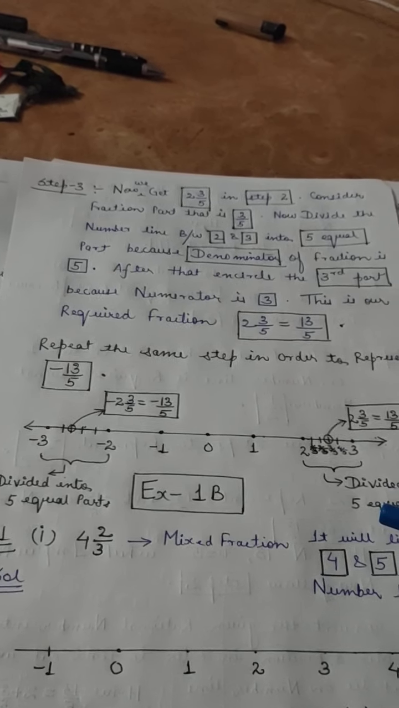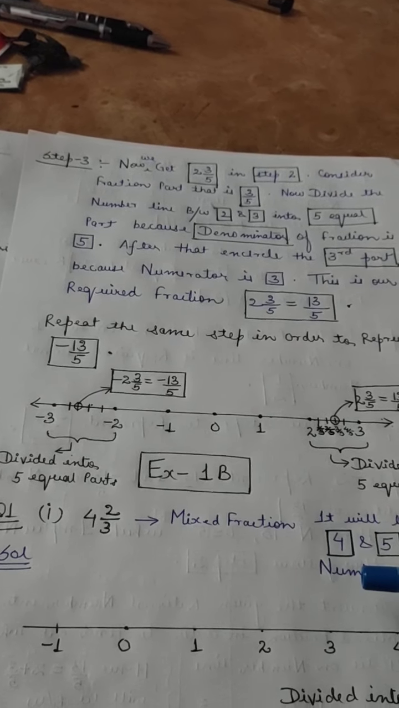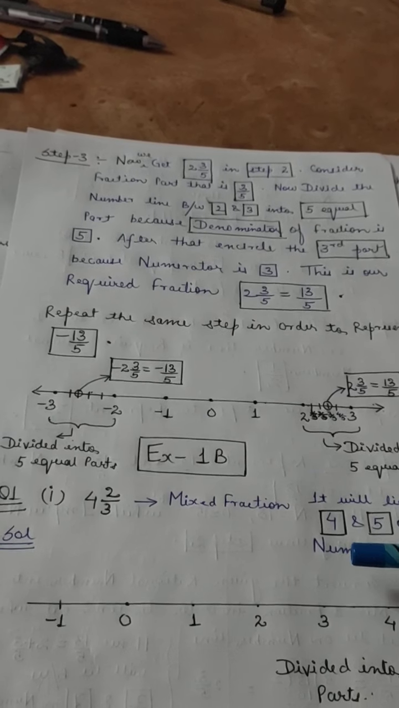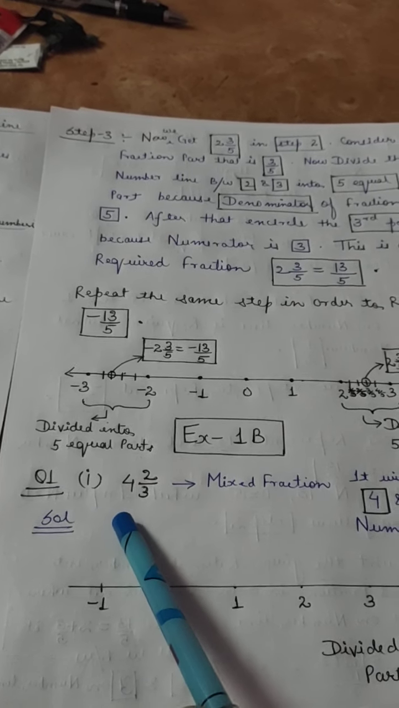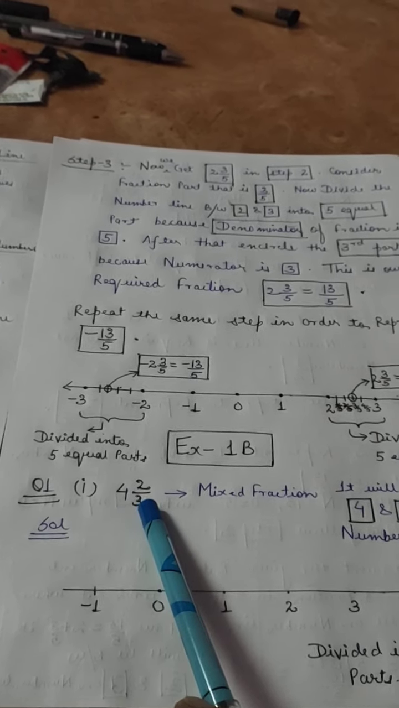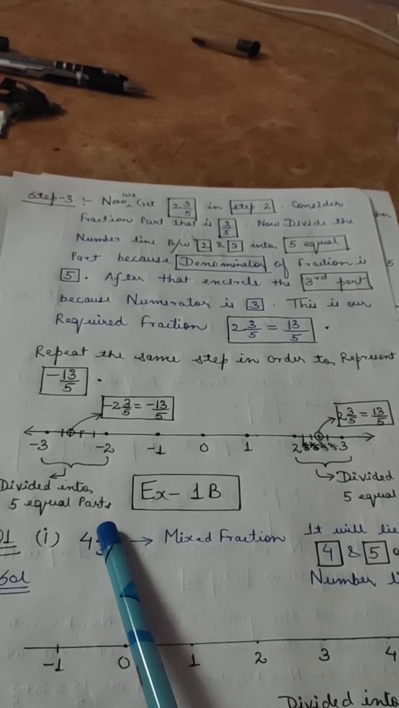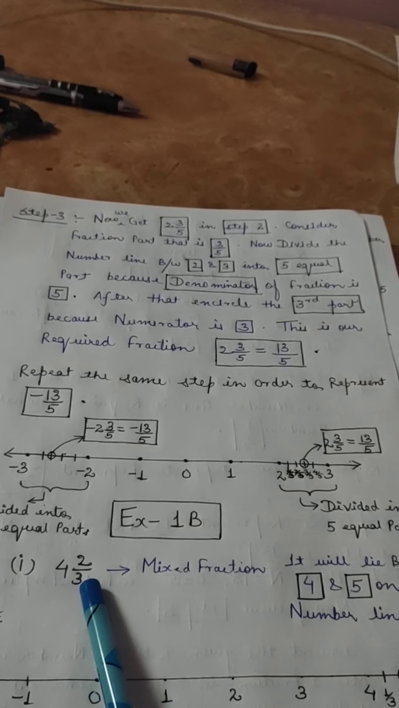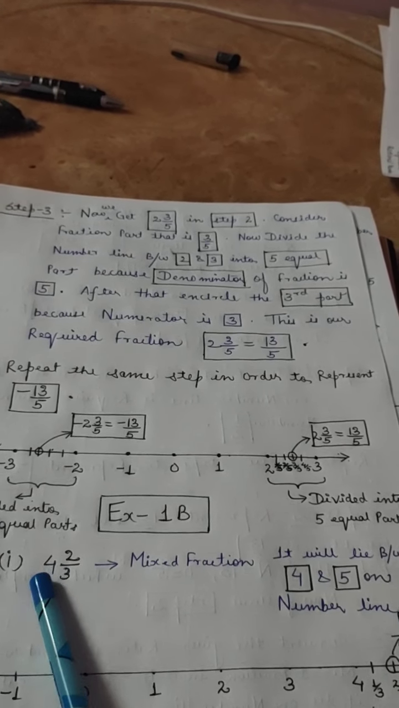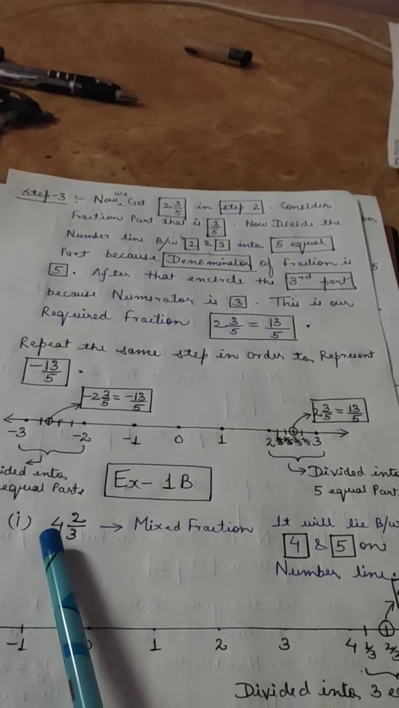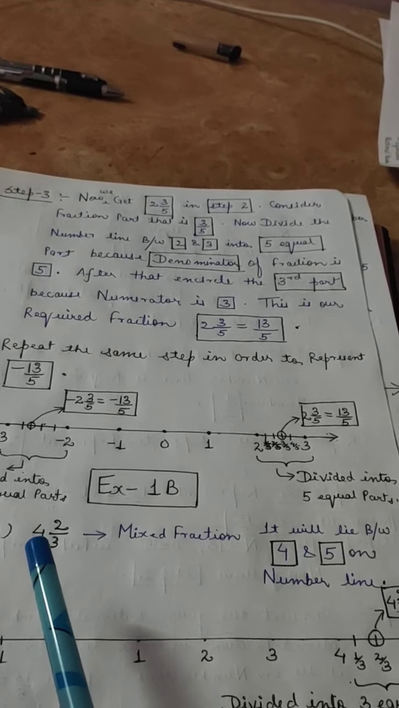I am solving one question from each of question number 1 as well as question number 2. The remaining questions you will try by yourself on the fair copy. Question number 1 is 4 2 by 3. As we can see, it is a mixed fraction. In this mixed fraction, the whole number is 4 and the fraction part is 2 by 3. So we can clearly identify that this number is lying between 4 and 5, because the whole number part gives us the idea where this number actually lies on the number line. And this is a positive rational number because there is no negative sign.